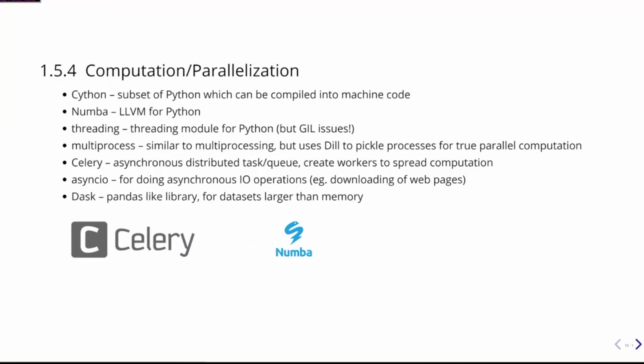So here's a section on computation and parallelization. I touched upon this a bit earlier during the presentation, saying that some of the negative points with Python are basically that it's not as fast as other languages which are compiled. So Cython is one of the earlier examples of ways to get around it.